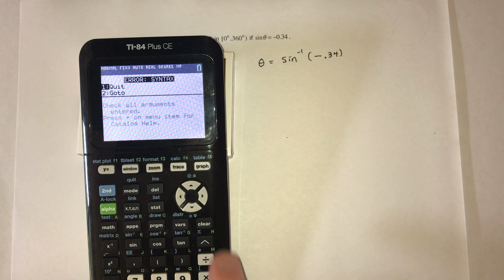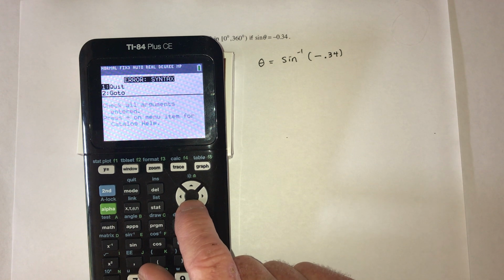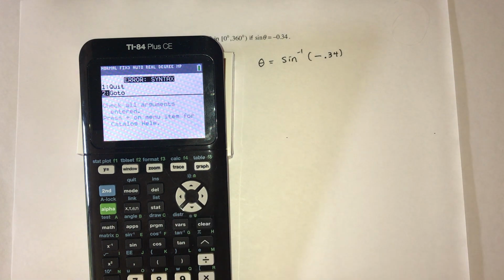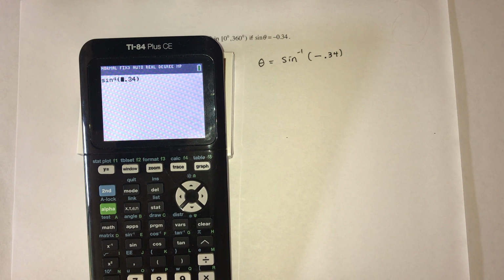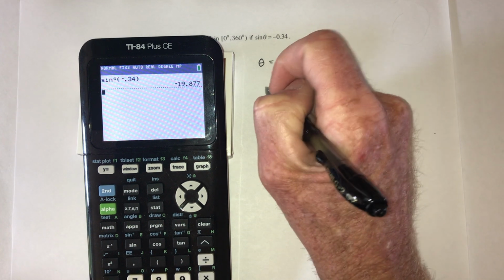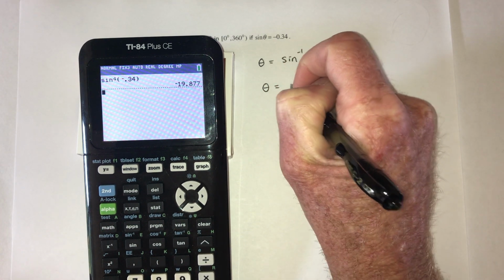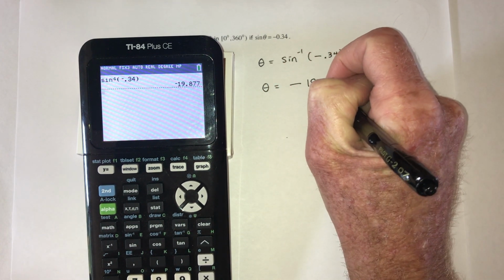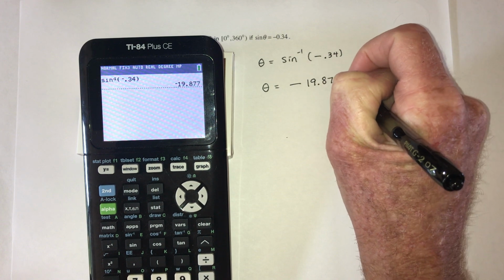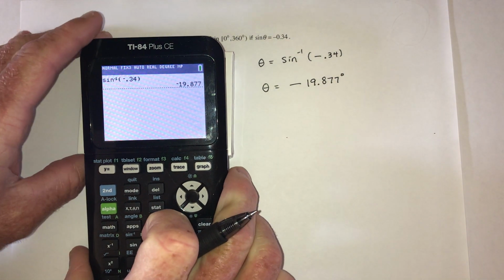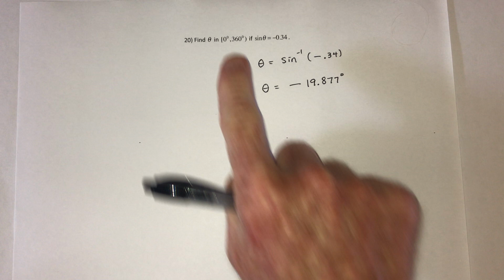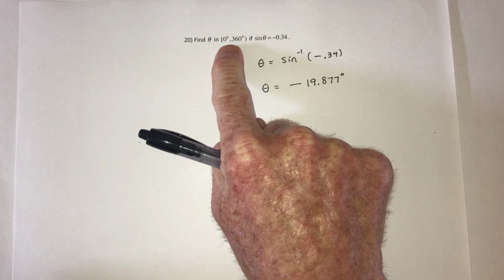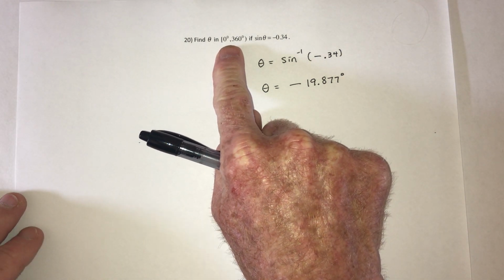And then it's going to go error. That confused me. When it says error, hit go to, and it will put the cursor on what it doesn't like. I don't like this. Make that a negative. Okay. So it equals negative 19.877 degrees. Now, the only problem is I asked for answers between 0 and 360 degrees.